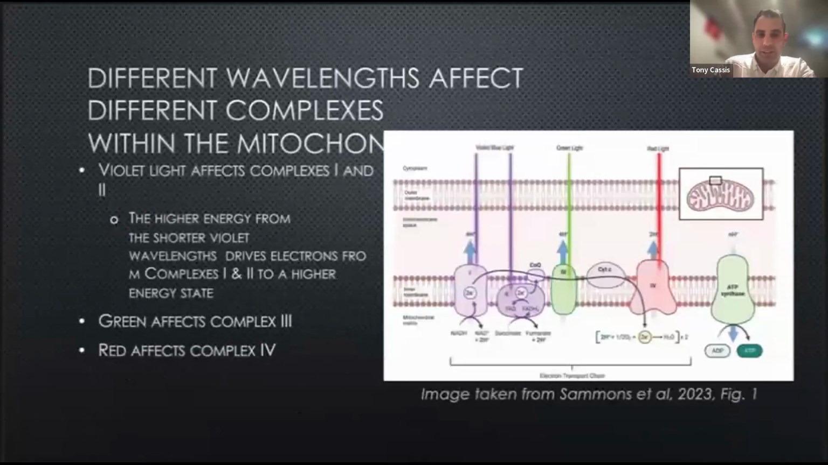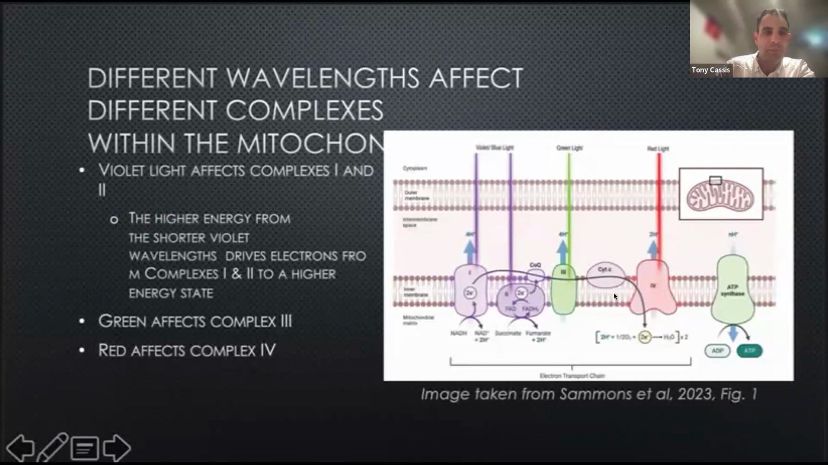Okay, and this is, I won't talk too much about this. This is a visual on what I was talking about earlier with regards to complexes. This is the mitochondria. There's 5 complexes within the mitochondria. Complexes 1 and 2 are sensitive to violet light. Complex 3 is sensitive to green light. And complex 4 is sensitive to the red wavelength, right?